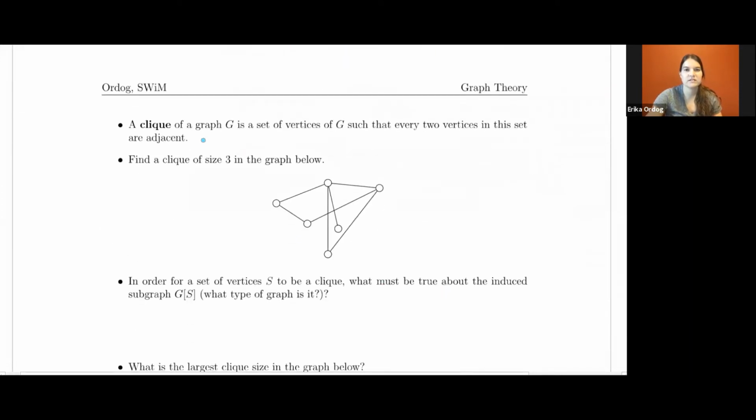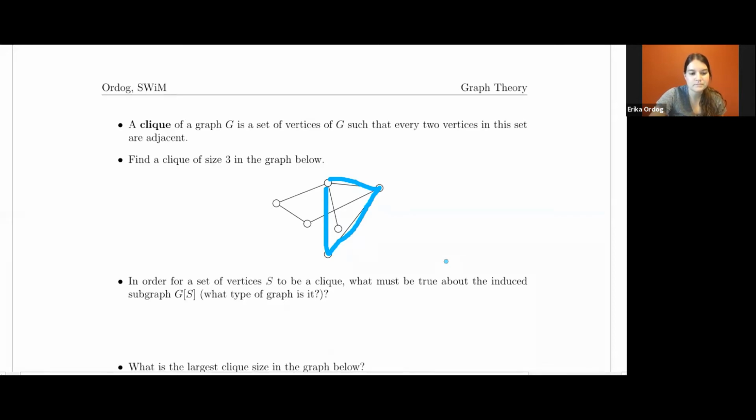Okay, so a clique of a graph G is a set of vertices of G such that every 2 vertices in this set are adjacent to each other. Let's get right to an example. Let's find a clique of size 3 in this graph here. We want a set of 3 vertices such that every pair of vertices is adjacent. What does that look like? Well, it looks like a triangle. We can identify this triangle right here as a clique of size 3. If you take any pair of these vertices, there's an edge between them.